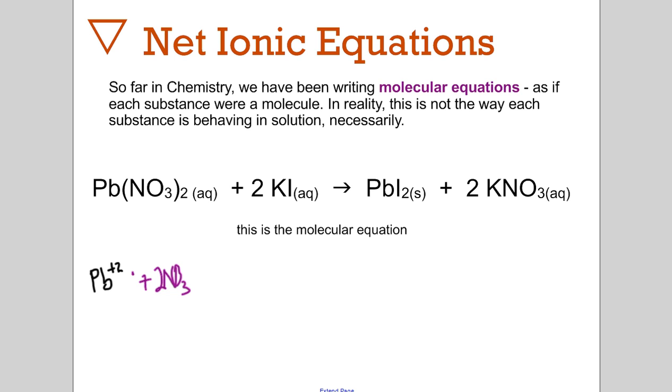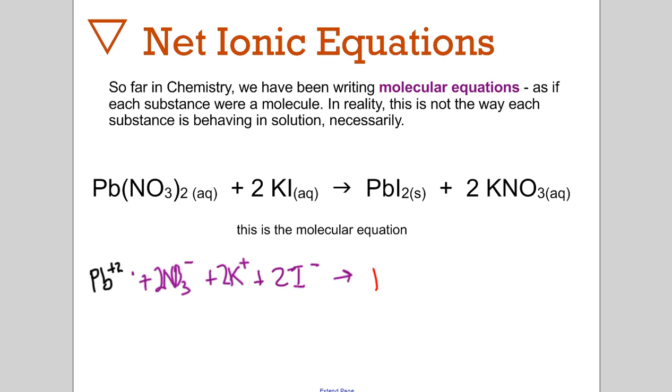So, as you can see, what I'm doing is I'm going through and writing every single ion that's present in our system. I've also got potassium ion, but I got 2 of them. And I've got 2 iodide ions. 2 iodide ions, forming our solid precipitate.